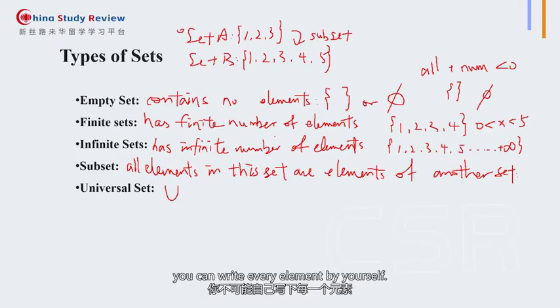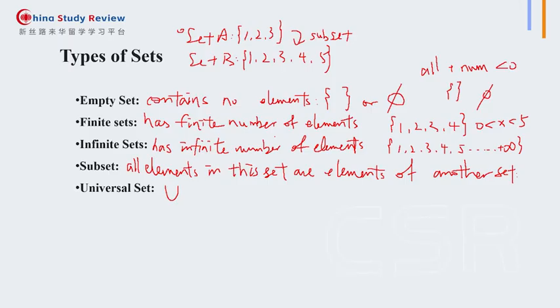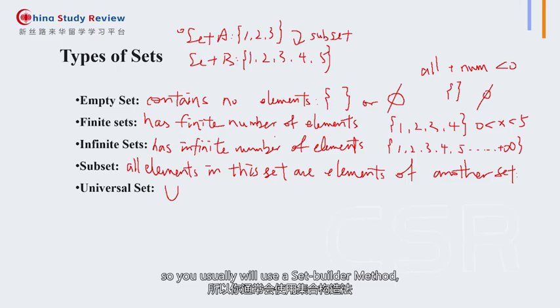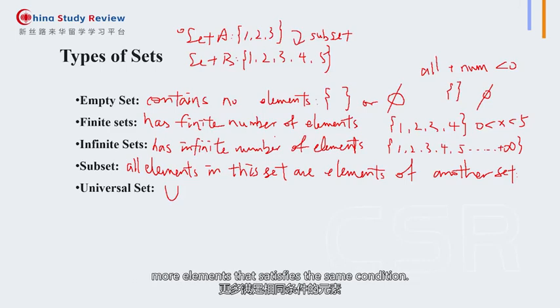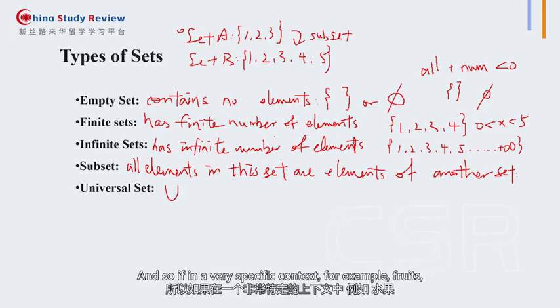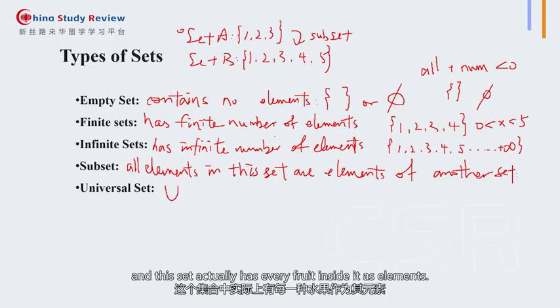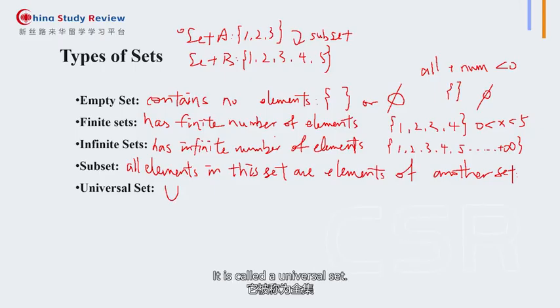You can write every element by yourself, but sometimes, even though it's not infinite, there are huge numbers of elements, and you cannot write them by hand. So you usually will use the set theory method, because it is more convenient to include more elements that satisfy the same condition. And if in a very specific context, for example, fruits, a set actually has every fruit inside it as elements, it is called a universal set.